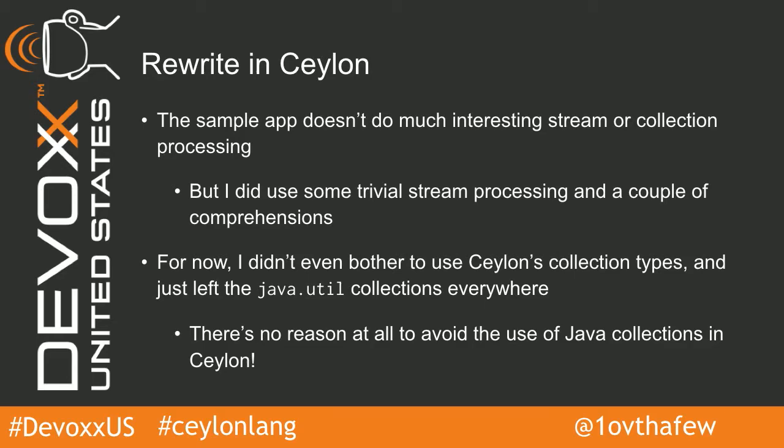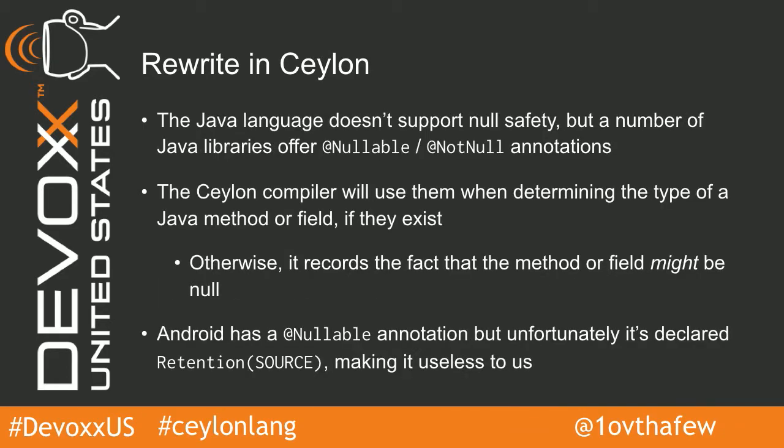But there wasn't much in the app for me to really be able to point to and say, hey, look, this is amazing. For now, I didn't bother to port the code to use Ceylon's collection types in ceylon.collection. So I just left it using Java util collections, right? Because they work fine. There's no reason when writing Ceylon to avoid using Java collections. They work absolutely perfectly fine in Ceylon. And unless I had wanted some particular feature, I just didn't have enough motivation.